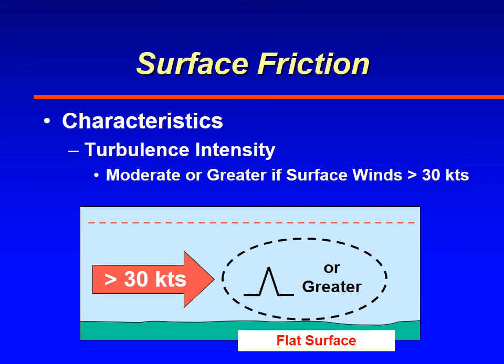The Air Force has a forecasting rule of thumb for shear in the lowest layers of the atmosphere and surface friction turbulence, and that is, if the wind speeds over a flat surface are more than 30 knots, then you can expect moderate or greater turbulence.